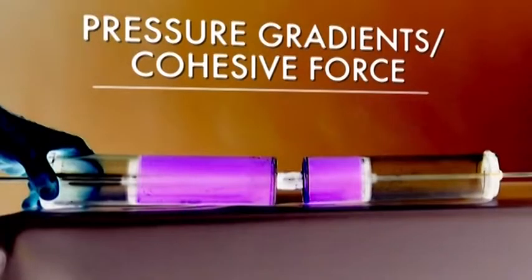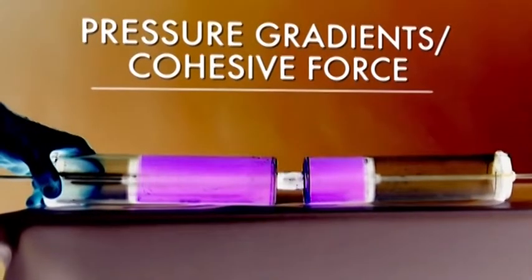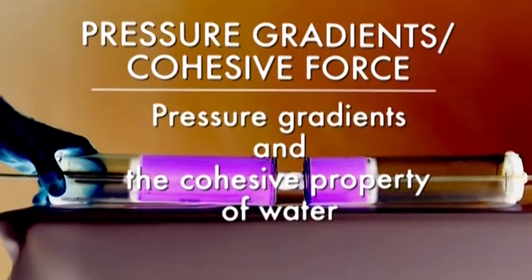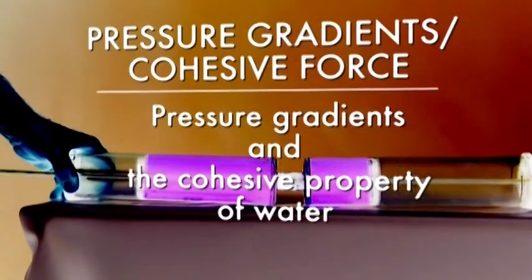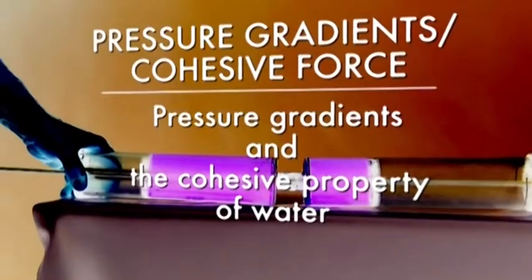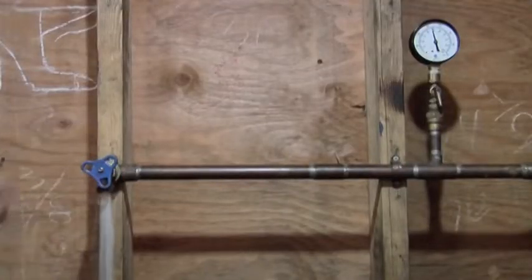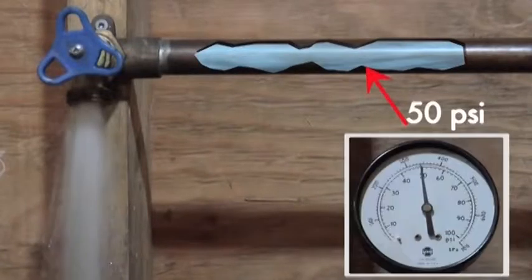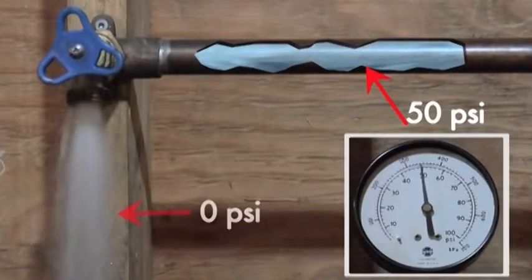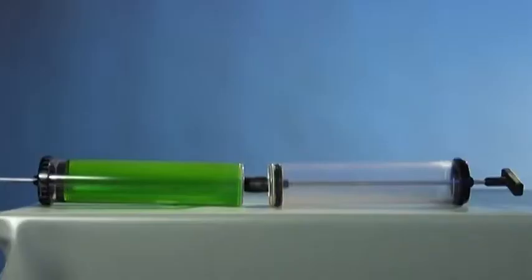Pressure gradients, cohesive force. This segment will demonstrate pressure gradients and also the cohesive property of water. A pressure gradient is the movement of a fluid from an area of higher pressure to an area of lower pressure. This can also be described as a pressure differential or gradient.